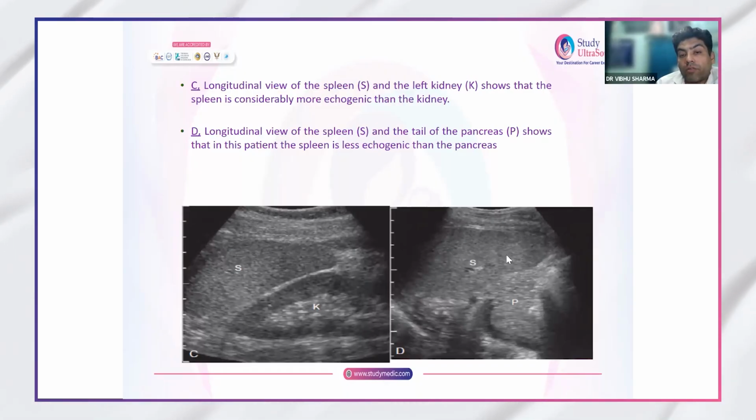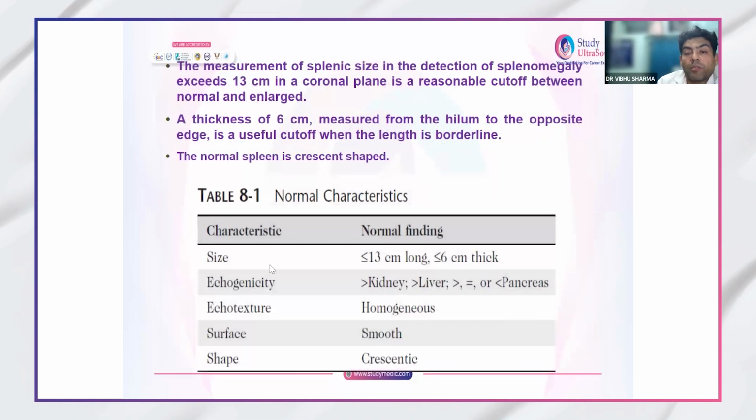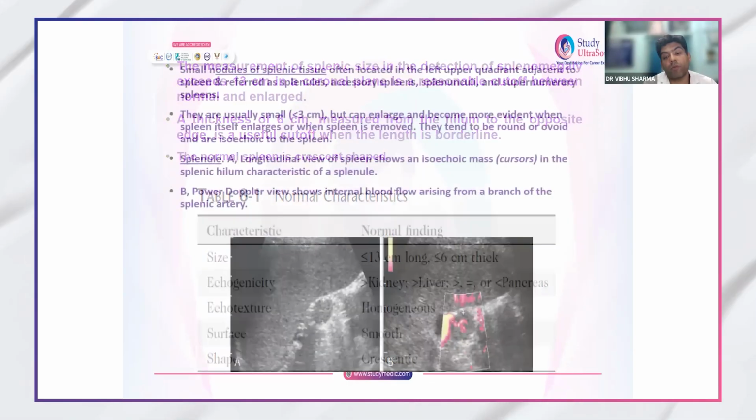This is the longitudinal view of the spleen, in which you can see the tail of pancreas, which shows that the spleen is less echogenic than the pancreas in this patient. Regarding the measurement of the splenic size, according to literature, the thickness can go up to 6 centimeters and the spleen can go up to as high as 13 centimeters. Internationally there is a cutoff of 13 centimeters, and normal spleen is crescent shaped.